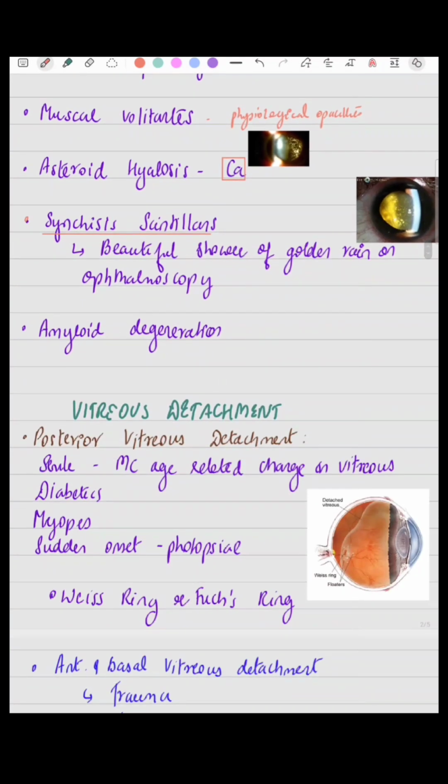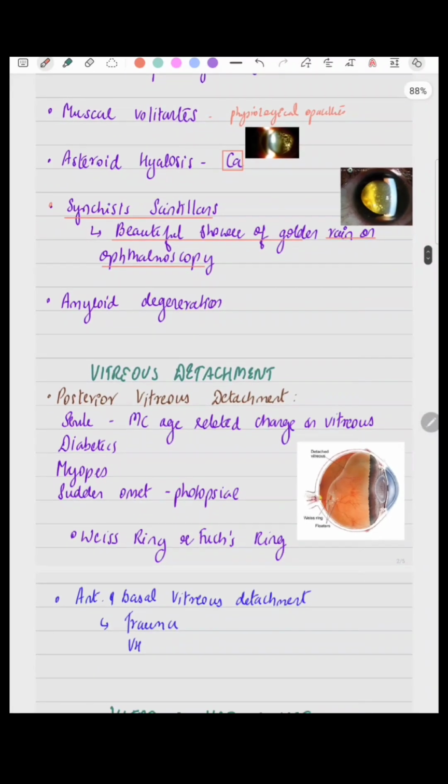The vitreous is liquid and the crystals sink to the bottom, but are stirred up with every movement, which appears as a beautiful shower of golden rain on ophthalmoscopy. Next is amyloid degeneration. These are the vitreous degenerations.